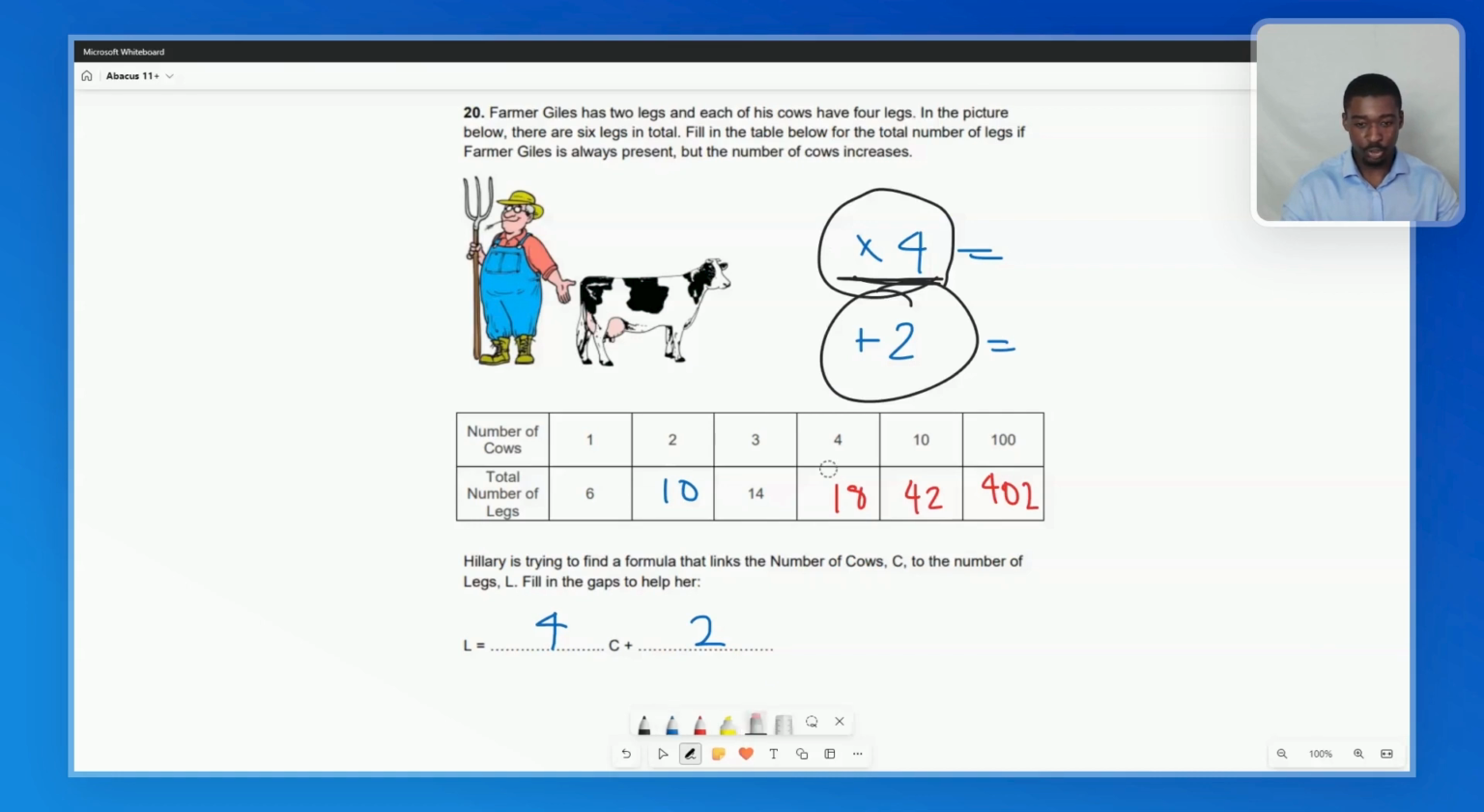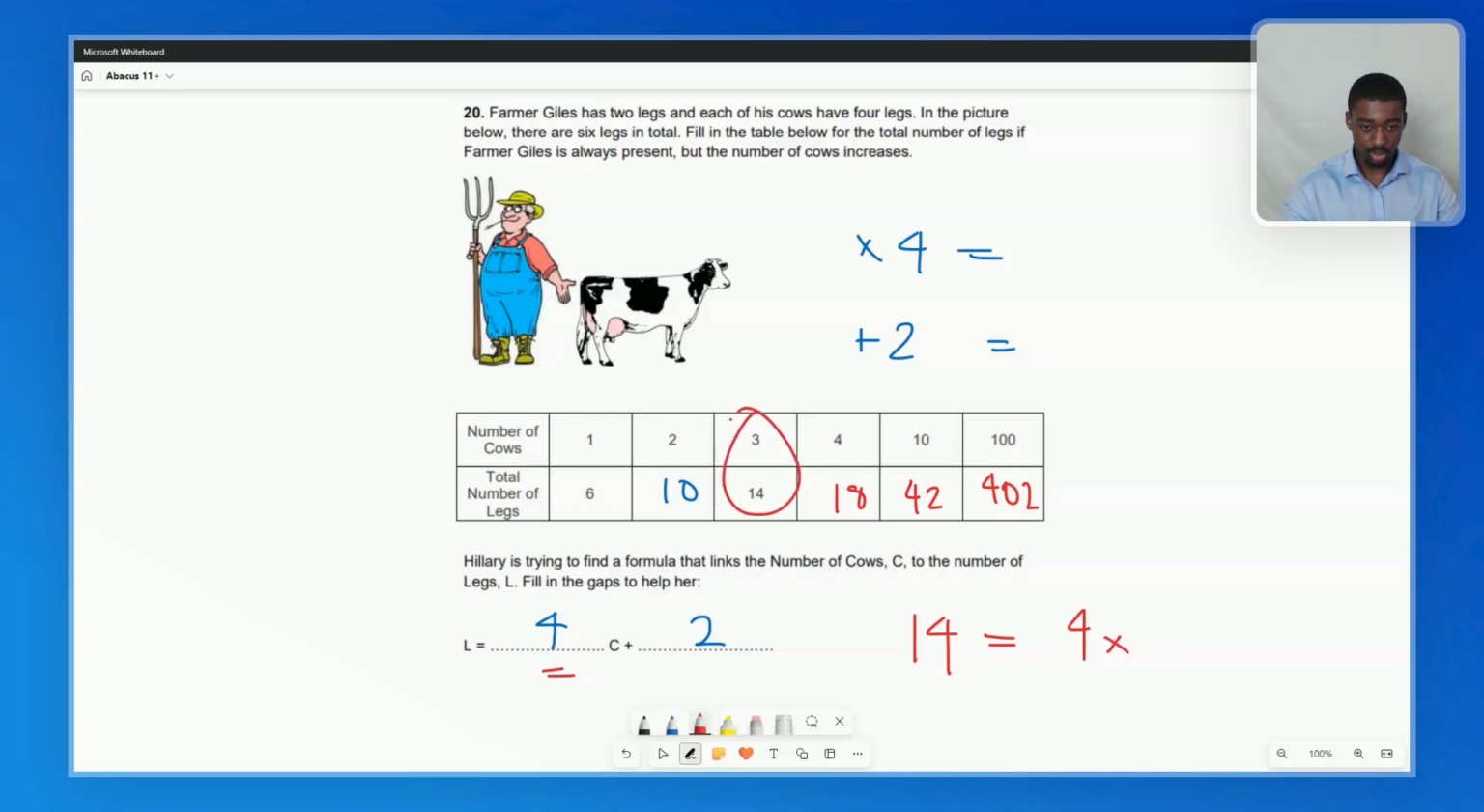And let's check it. Let's just make sure that we're correct by using some of these values in the table. Let's take this one here. So here, writing this out, we have L equals 14, number of legs in total. And this should equal 4 times C, number of cows, which is 3, add 2. And indeed, 14 equals 4 times 3, which is 12, plus 2. So our formula is correct. L equals 4C, 4 times the number of cows, plus 2.